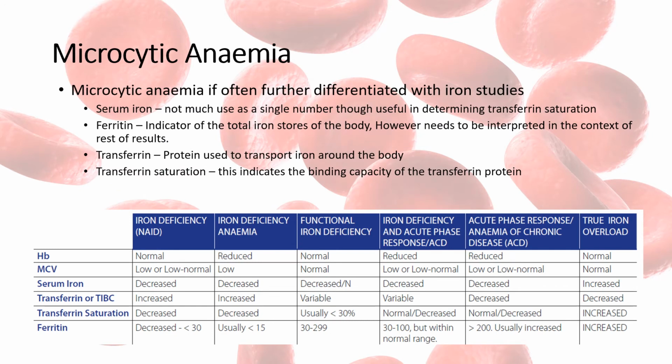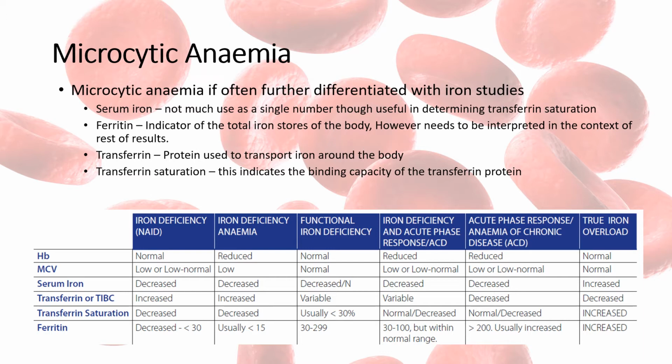So, starting with microcytic anemia, the most effective way of differentiating the various causes is through obtaining iron studies. Major components of this include serum iron, ferritin, transferrin, and transferrin saturation. Serum iron, while not much use as a single number, is useful in determining the transferrin saturation, and it can also be used in the setting of iron overload states such as sideroblastic anemia and thalassemia.